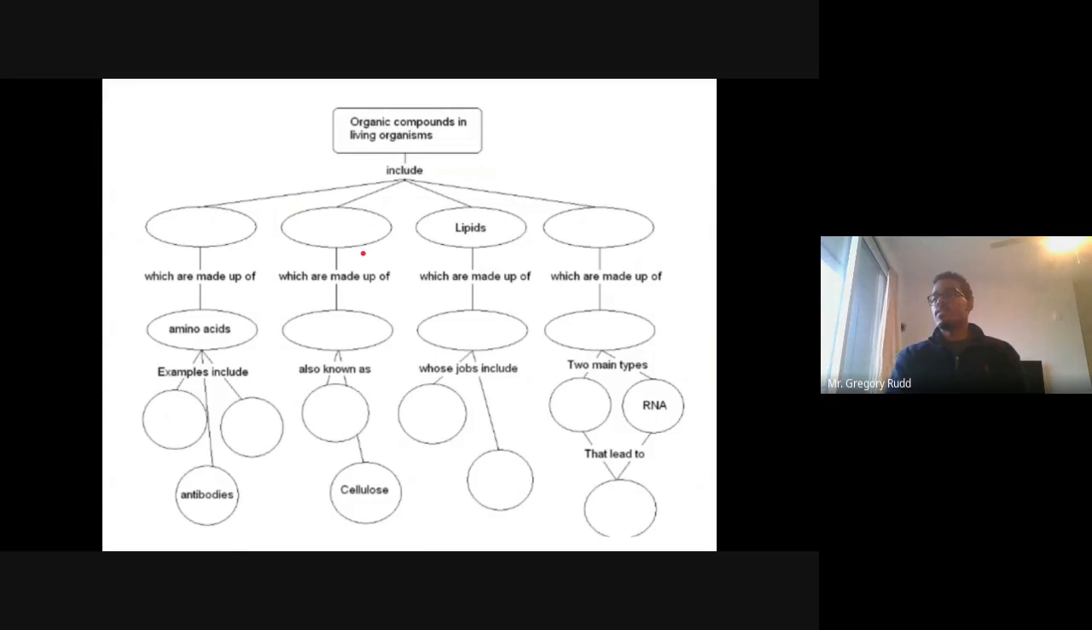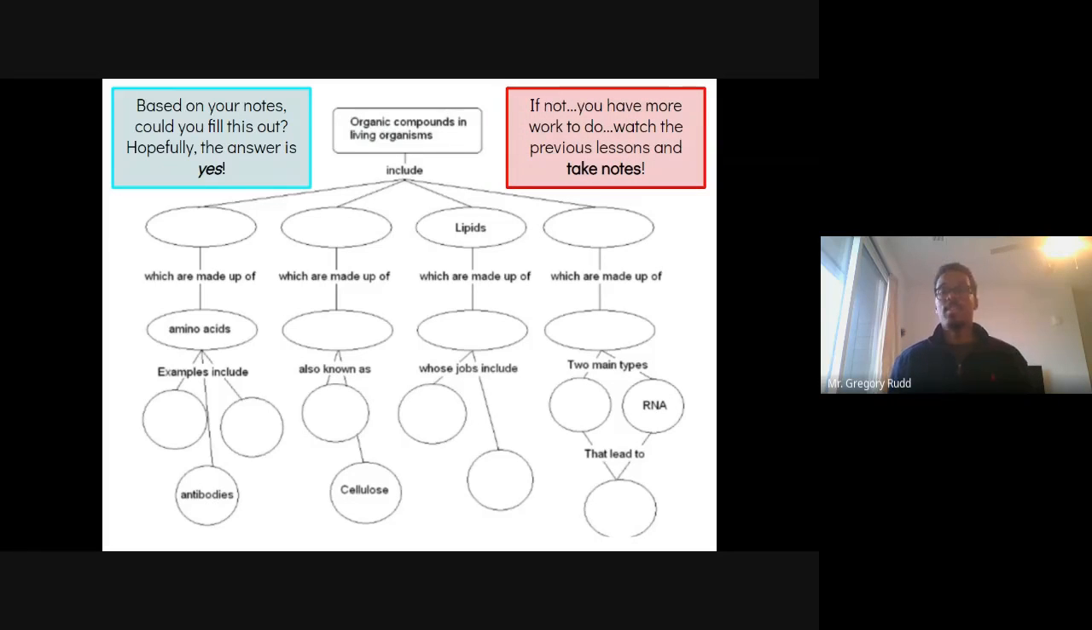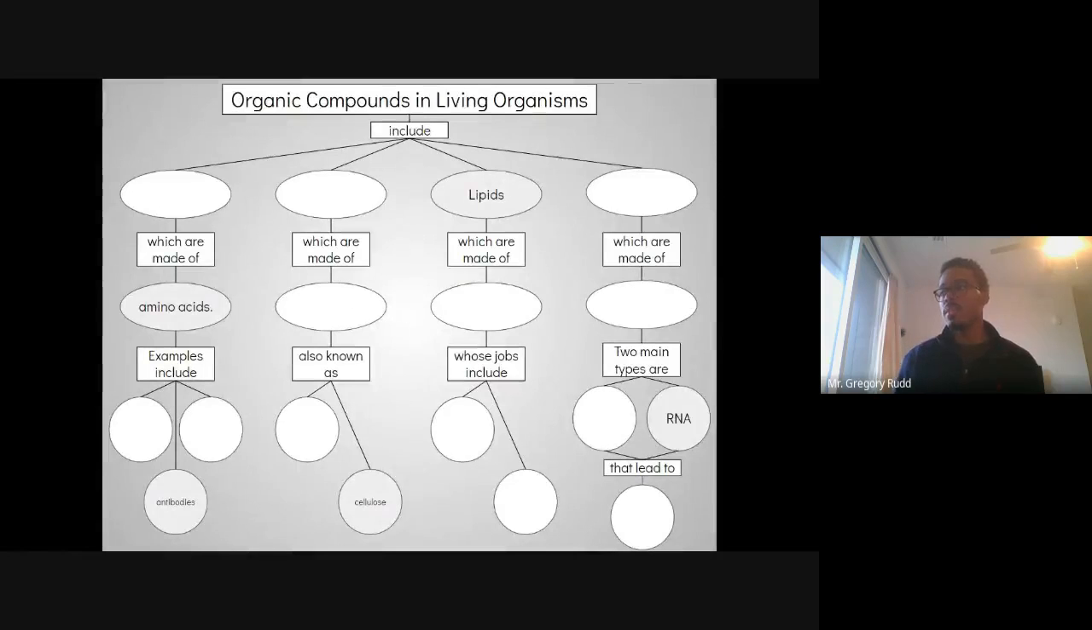Let's move on. All right, so take a look at this mind map or this flow chart. This is another way that we can create a visual representation of these 4 organic compounds. Now, based on your notes, I want you to ask yourself a question. Could I fill this out? And hopefully the answer is yes, because we got all of the information that you need to fill this out written on in that last chart that was just on the screen. But if the answer is no, then obviously you have more work to do and you need to pay closer attention and watch some of the previous lessons and take notes. I don't want you guys to get behind in the class, and this is really, really important foundational information. So it's so important and foundational that we're going to go ahead and do this mind map.